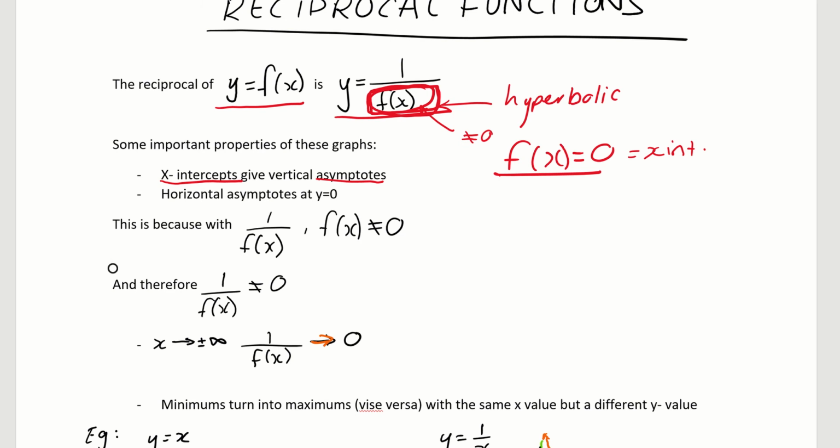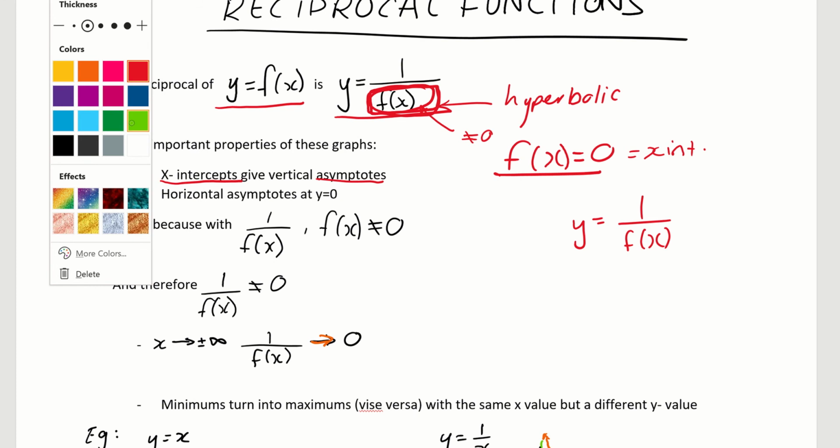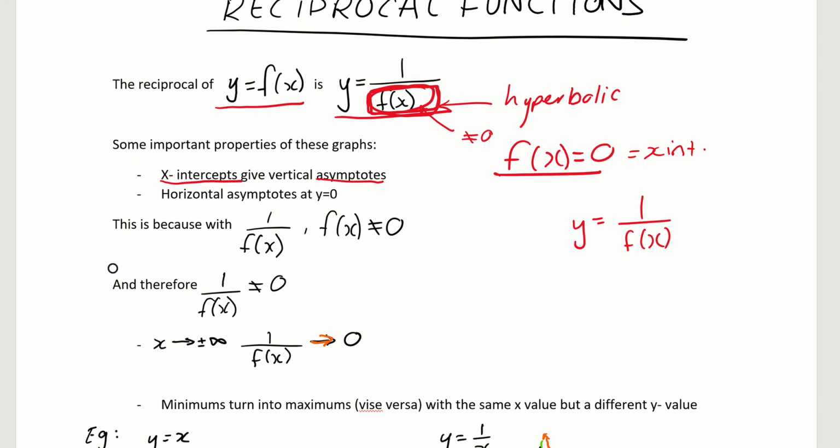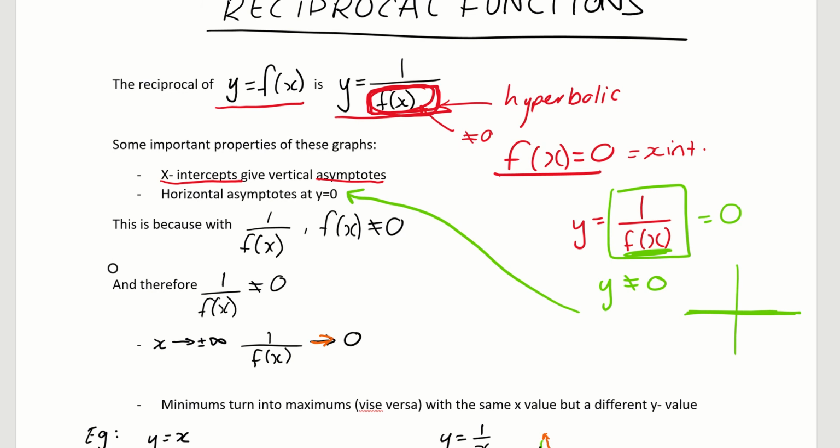Then we get a horizontal asymptote at y equals 0. The reason behind that is when we have our reciprocal function of y equals 1 on f of x, there is no value that you can sub in where x is and get an answer where this entire fraction equals 0. There's nothing you can sub in down here, whatever the function is, that will give you 0 as the entire answer, which means that y will never equal 0. And the line y equals 0 is the horizontal line on our x-axis, which gives us the horizontal asymptote. Okay?